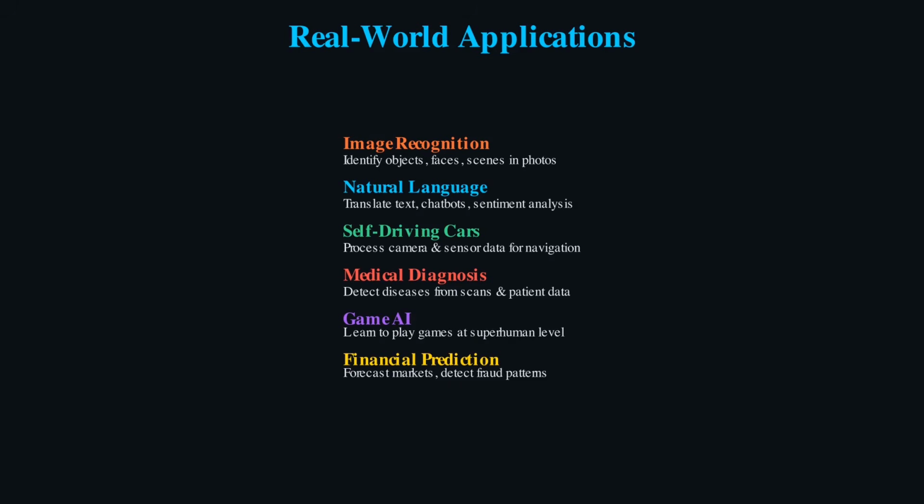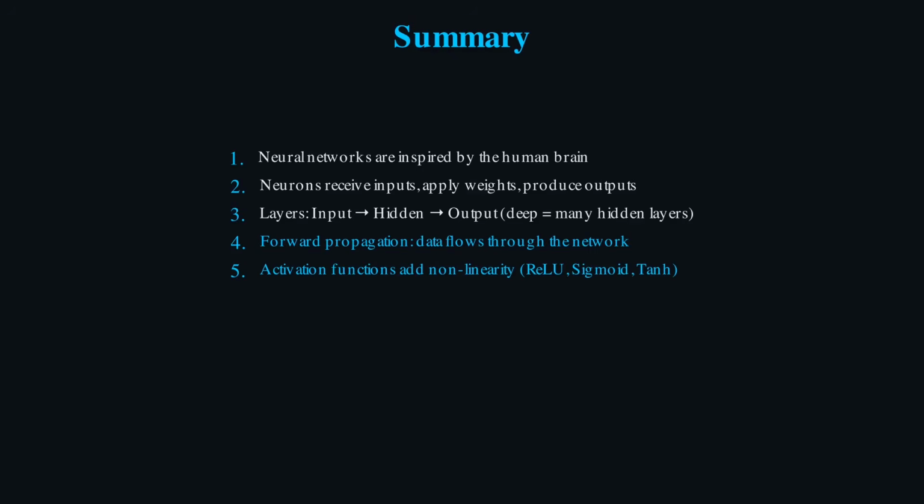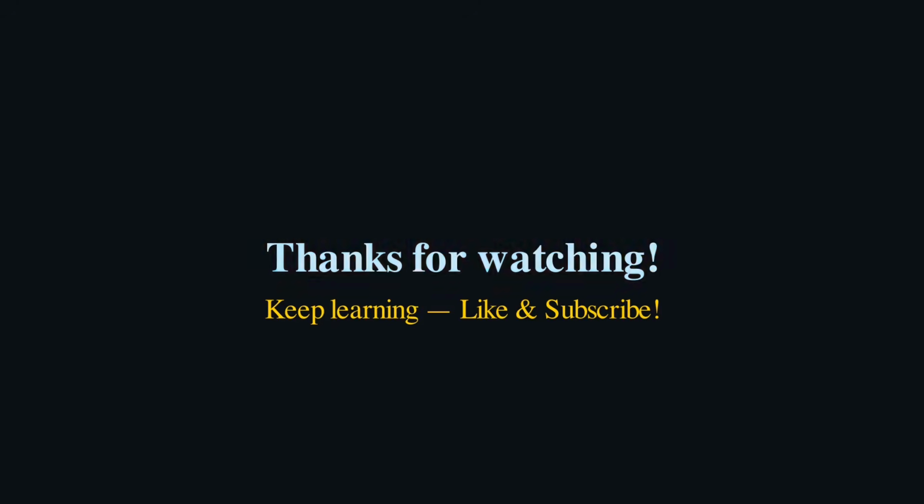Vision systems, language models, self-driving cars, medical diagnosis, and complex games. AI is already here, woven deeply into the world around us and reshaping the way we live and work every single day. Input to weights, weights to layers, layers to output. That's exactly how machines learn from data, one tiny weight update at a time.